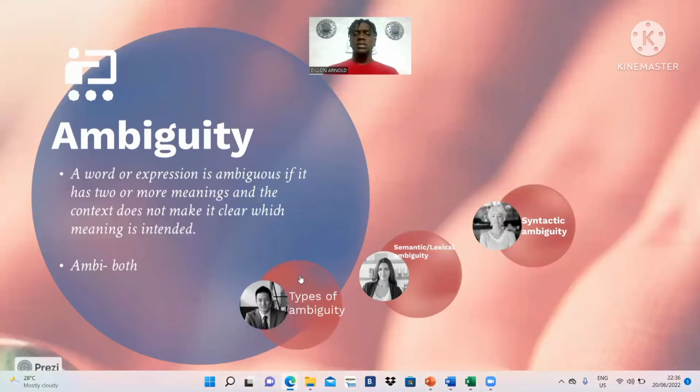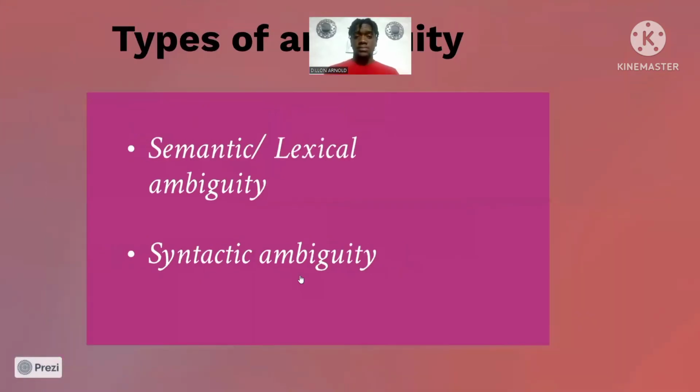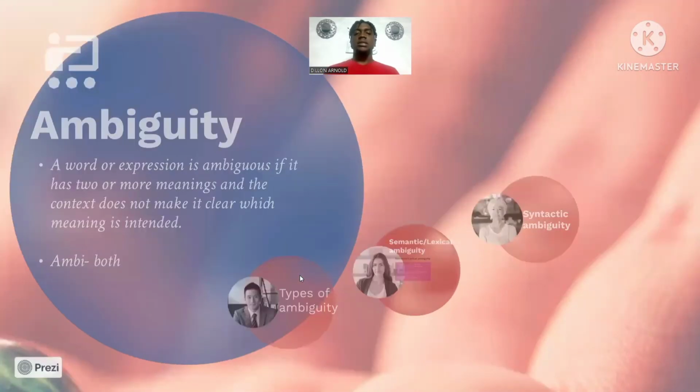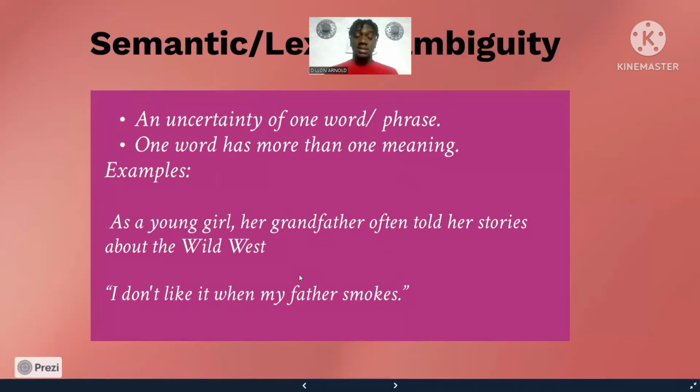Now, many may ask, what are the different types of ambiguity? There are two different types of ambiguity. Firstly, the semantic or lexical ambiguity, and secondly, the syntactic ambiguity. Now, firstly, the semantic ambiguity. This is uncertainty of one word or phrase. One word has more than one meaning. Within a given statement, the word or phrase may have a different meaning than what you actually grasped from that statement.